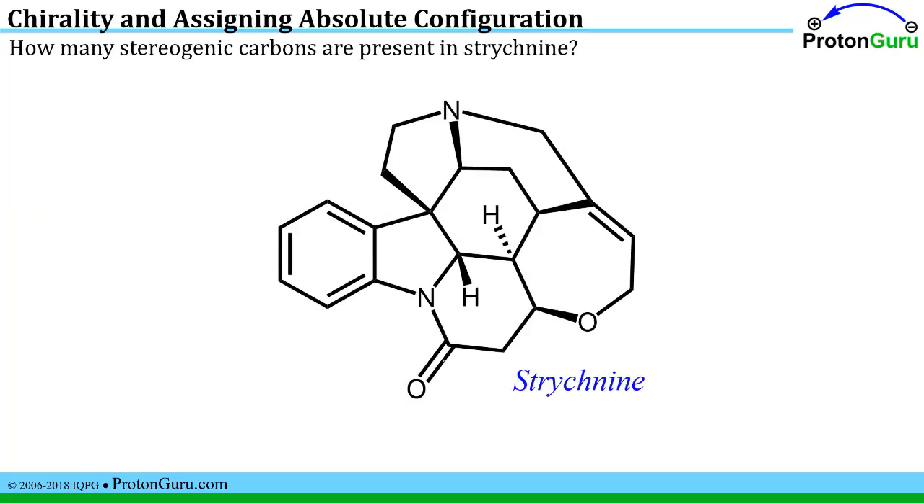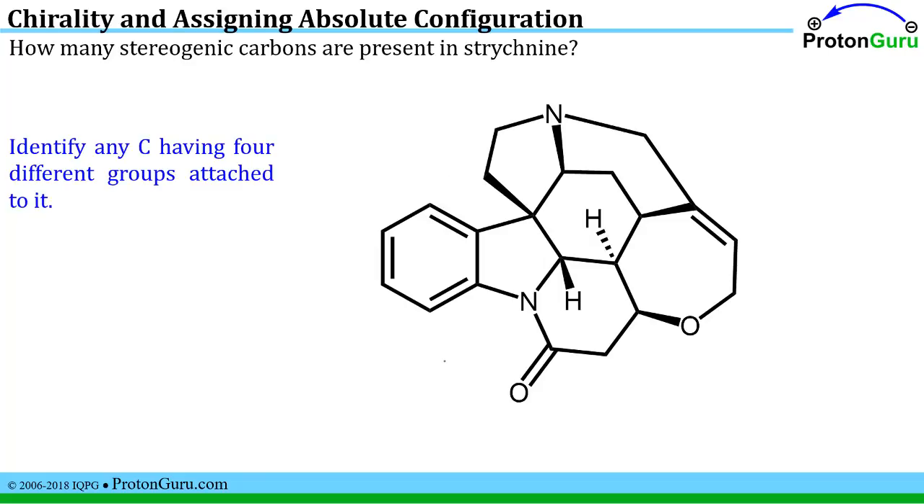Well, let's do the same analysis for strychnine, another natural product derived from plants. We have to look for any carbon having 4 different groups attached to it. So we can rule out anything that's a CH2. So those are all CH2s there. Here's another CH2, another CH2. We can rule out carbons that have double bonds, as we did in the previous problem.